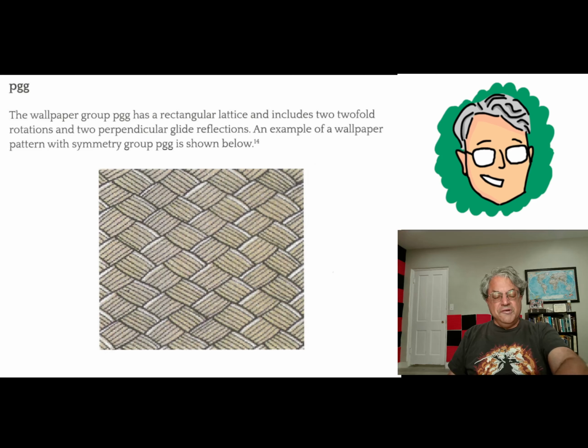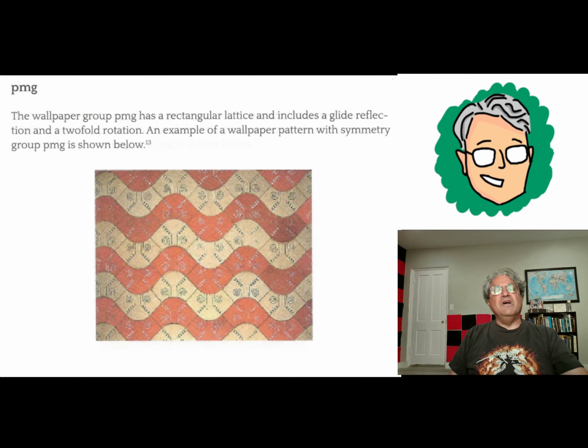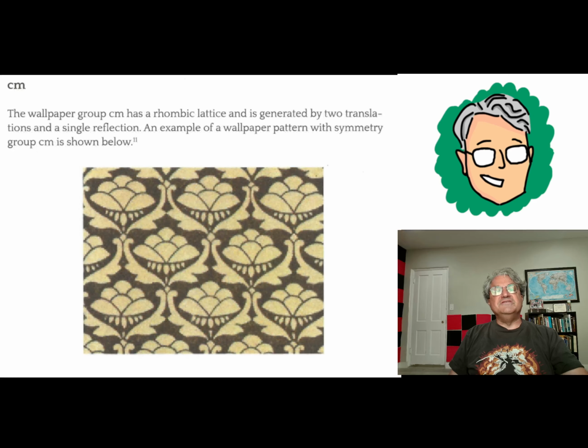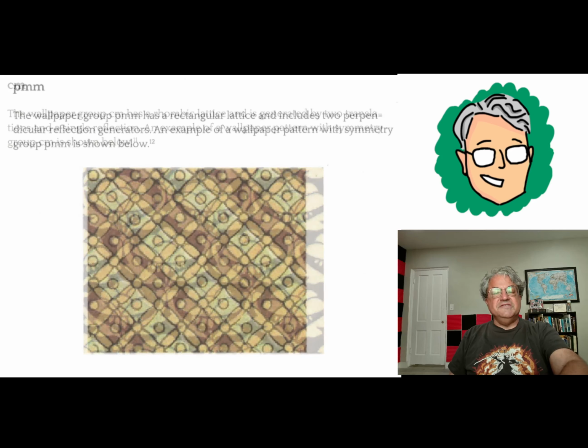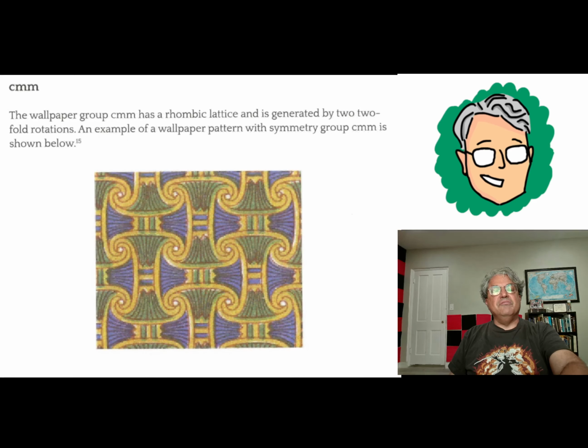Anyway, the ninth one, CMM. This one I like. This one has a rhombic lattice. Remember, I think CM, that was four back. I'm just going to go back to that one. Yeah, CM, this one was also very pretty. Has a rhombic lattice, but CMM has an additional twofold rotation.